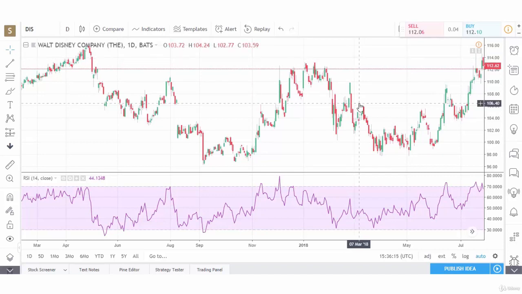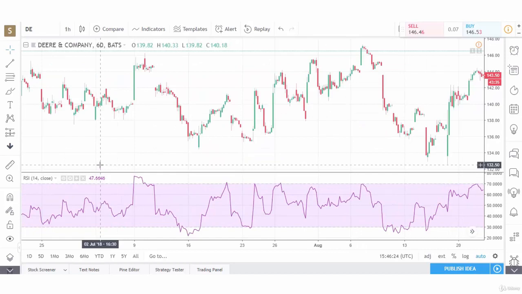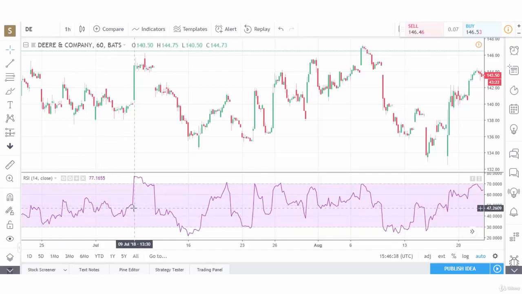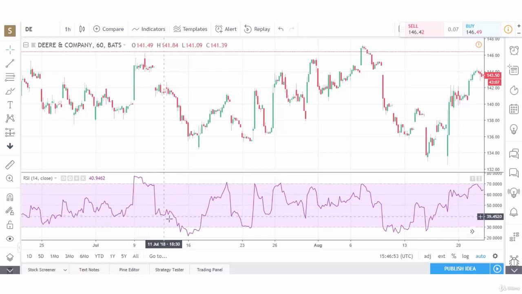Now let's take a look at the RSI on a shorter time frame. So let's look at RSI on an hourly basis with Deere. Again, there are not a lot of signals, but we get an overbought signal here on the 9th. If we had sold out of or shorted our position at that point, the RSI was correct. We get down into an oversold condition here on the 13th. Again, the RSI calls this one correctly.